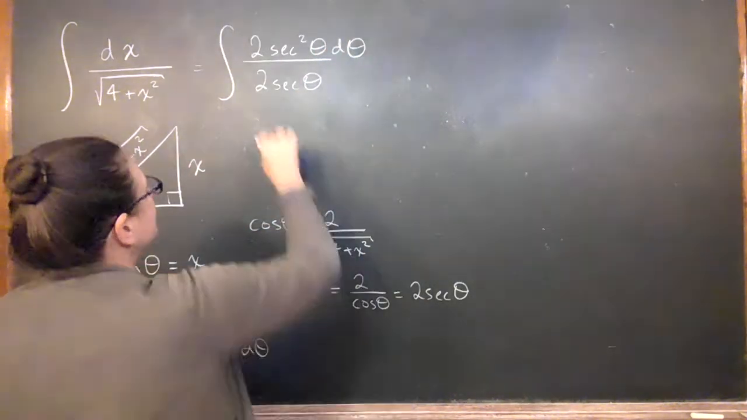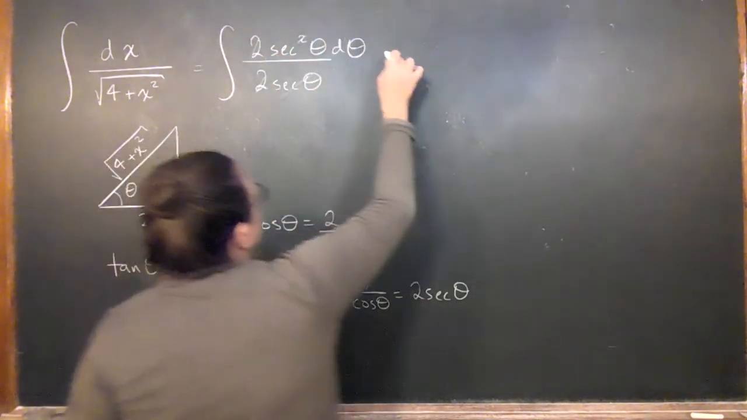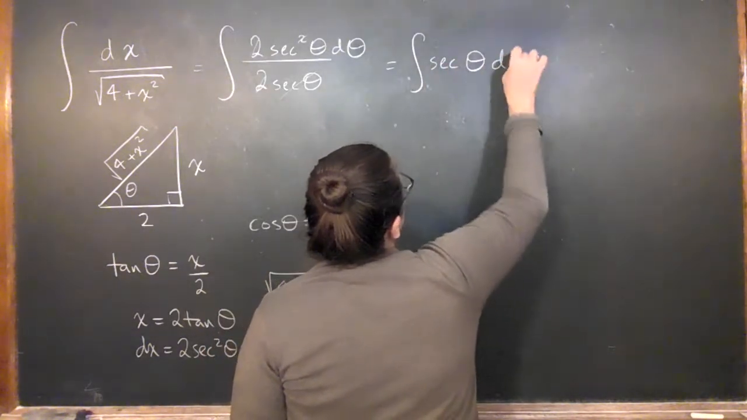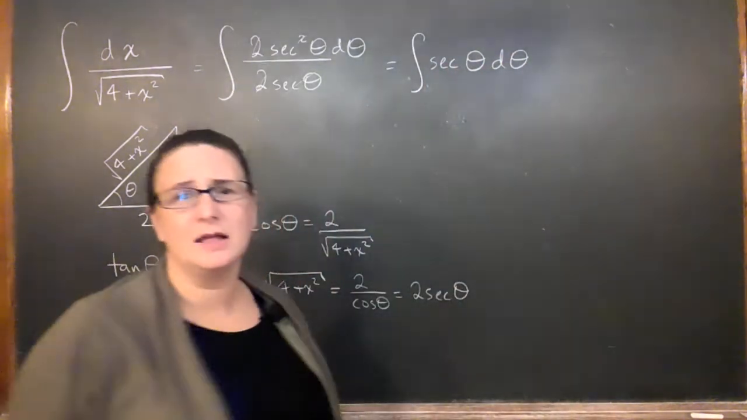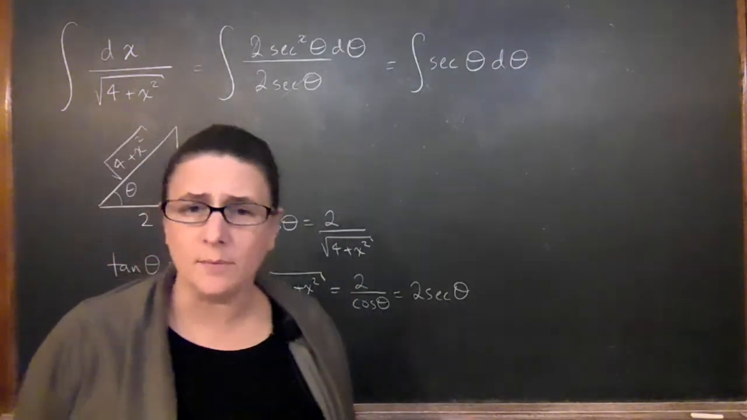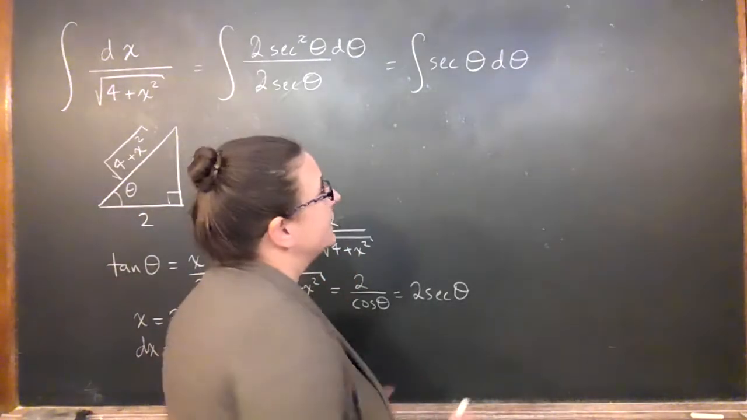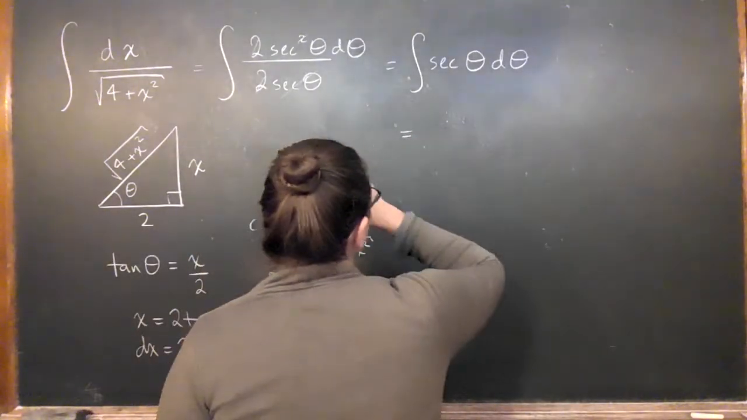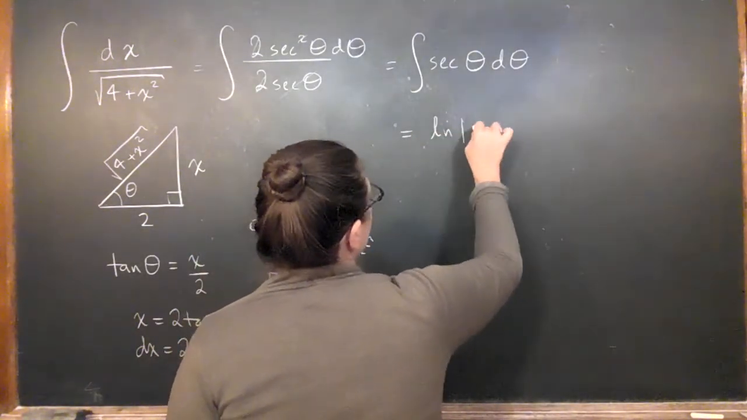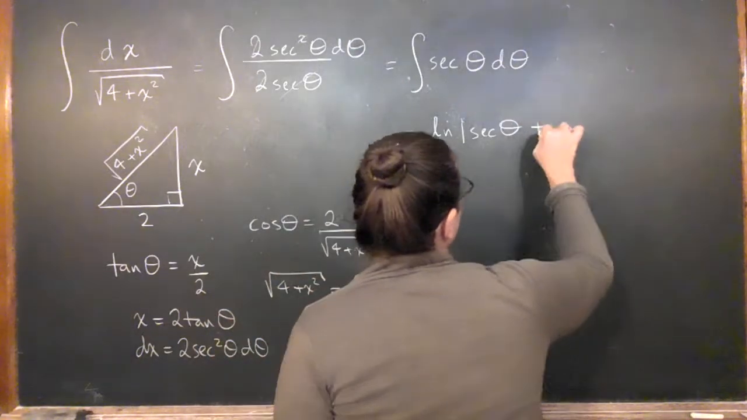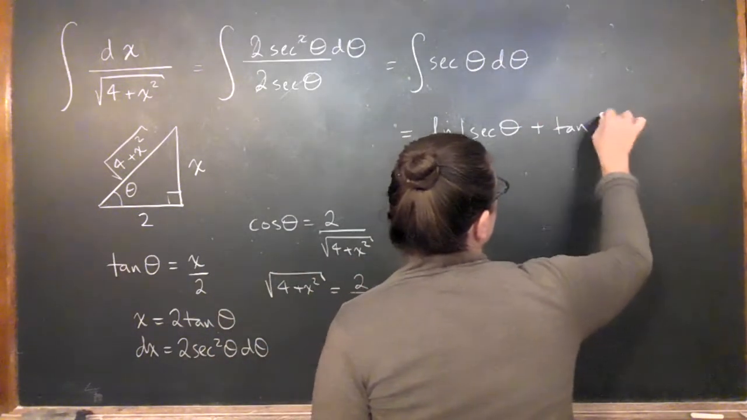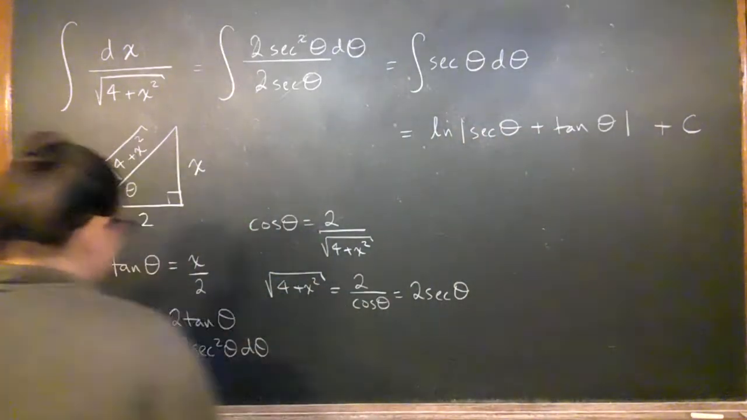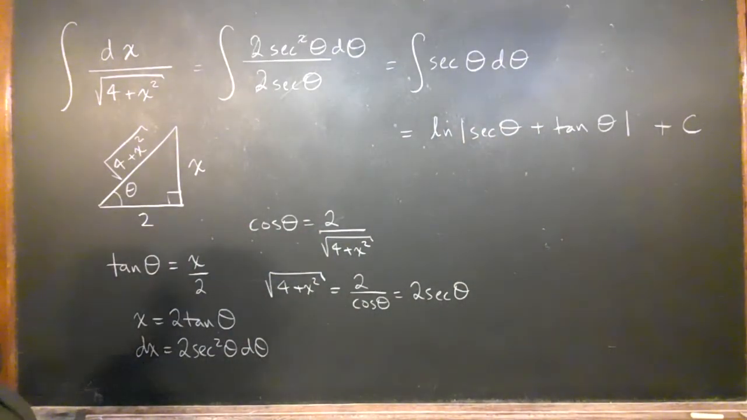All right, so now my 2's cancel and one of my secants cancel. So that's not the best world, right? If I've got secant theta, that's that obnoxious one I have to remember or look at on my sheet. But it doesn't require a lot of work because we can just use the formula sheet, right? This is natural log of secant theta plus tangent theta. And that's my answer in theta, but again, of course, I need to go back and get my answer in x.